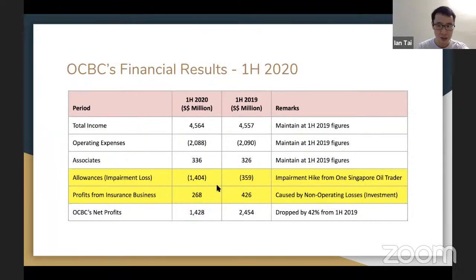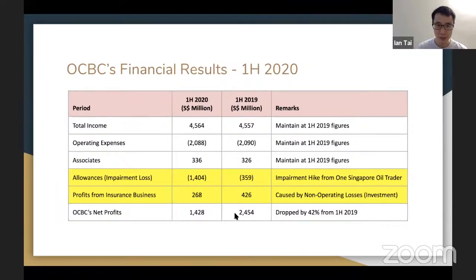Now, the only things that are being highlighted are impairment losses and allowances. This one has ballooned from $360 million to $1.4 billion. And when it comes to profits from the insurance business, like Great Eastern Holdings, it has dropped from $400 million to $268 million. So that's why I highlight them. So OCBC's financial results have been impacted by these two factors.